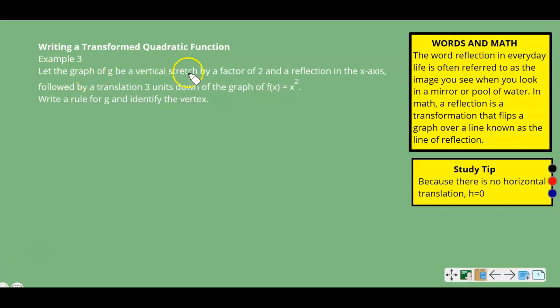Let the graph of g be a vertical stretch by a factor of 2 and a reflection in the x-axis, followed by a translation 3 units down of the graph of f of x equals x squared. So again, we're transforming the parent function to a new location. Write a rule for g and identify the vertex.